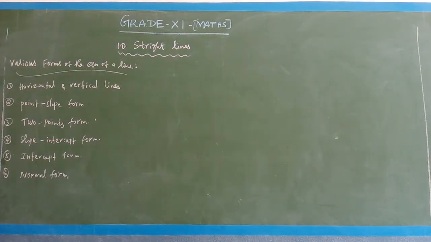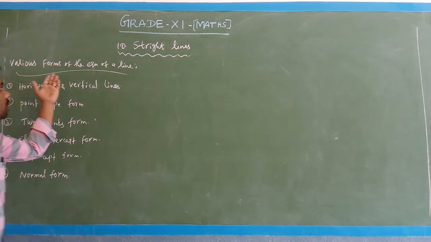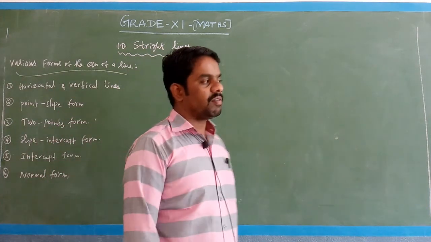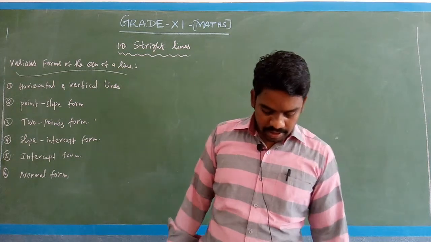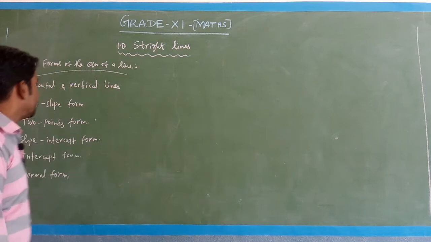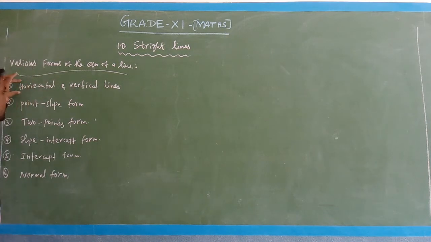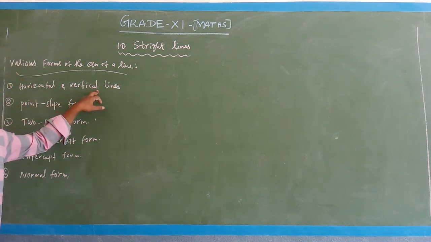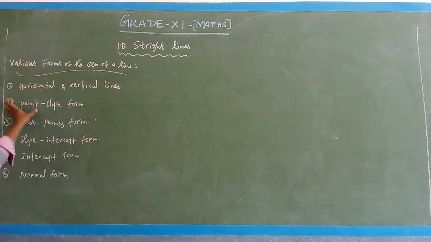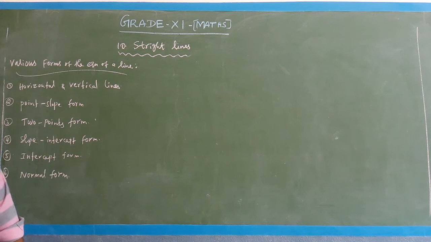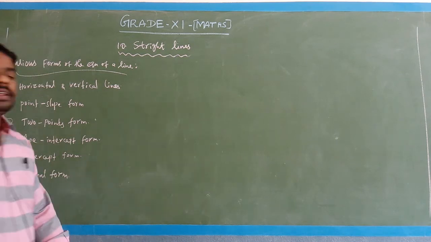Okay, the second exercise concept: various forms of the equation of a line. Given information about the equation of a line, there are types. First type, horizontal and vertical lines. Second one, point and slope form. Third one, two points form. Fourth one, slope intercept form. And fifth one, intercept form. And sixth one, normal form. Right.